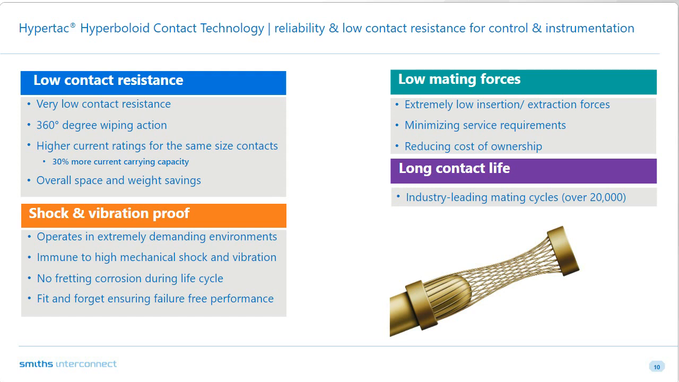The next point is shock and vibration proofing. As I said, in a typical HVAC system, you have to live within an environment close to vibrating or rotating equipment. So it operates in extremely demanding environments. It is virtually immune to high mechanical shock and vibration.